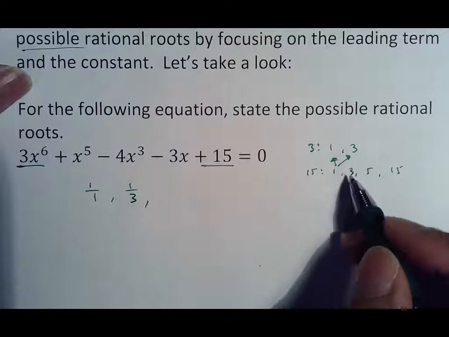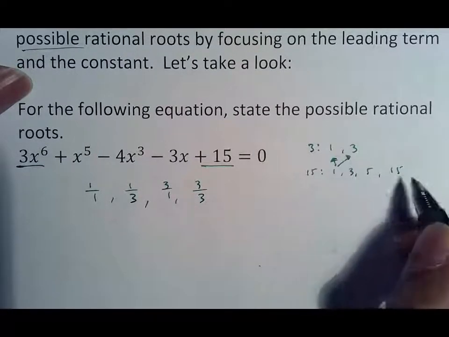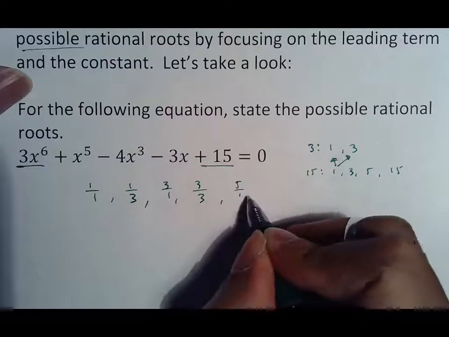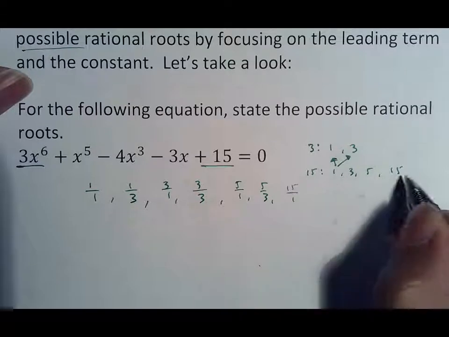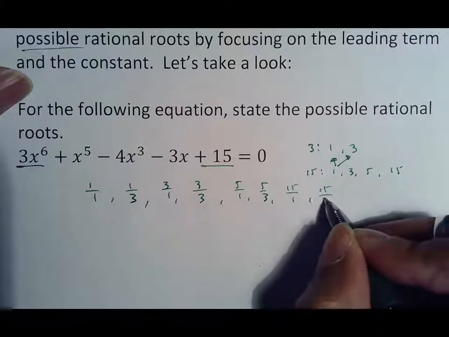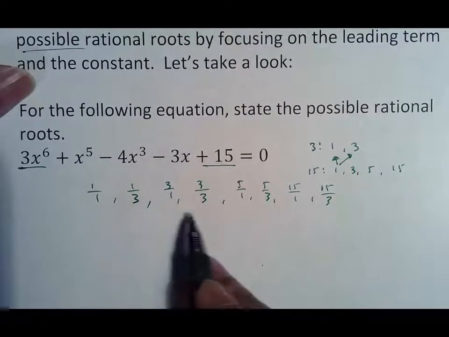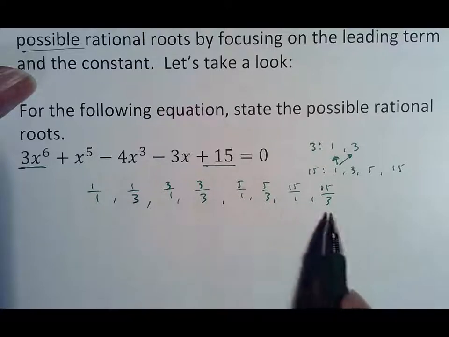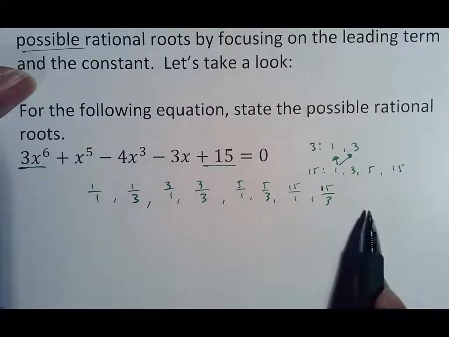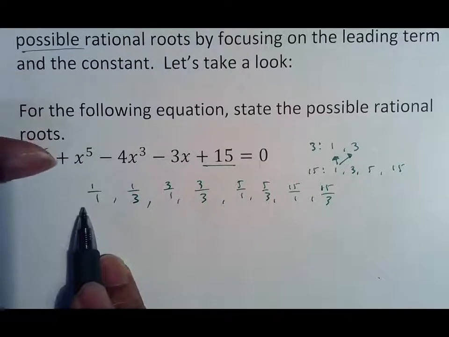Then we're going to do the same thing with the rest: 3 over 1 and 3 over 3, and then 5 over 1 and 5 over 3, and then 15 over 1 and 15 over 3. And each one of these has a plus or minus attached to it. I just don't write those because it's more writing than I want to do, especially when I'm just listing the numbers. But when I go to simplify these numbers, which is the next step, I will put a plus or minus.